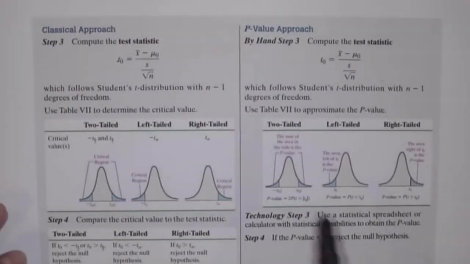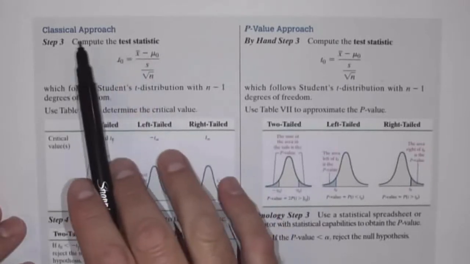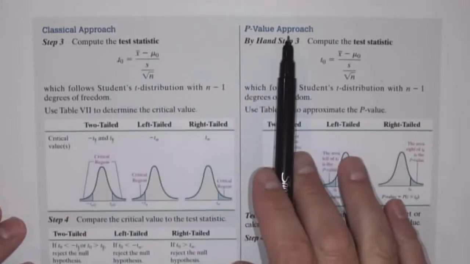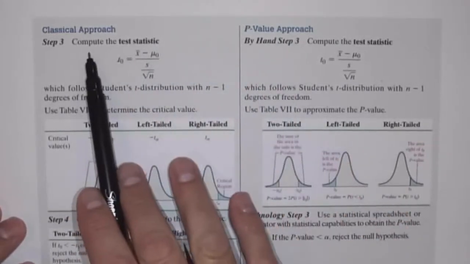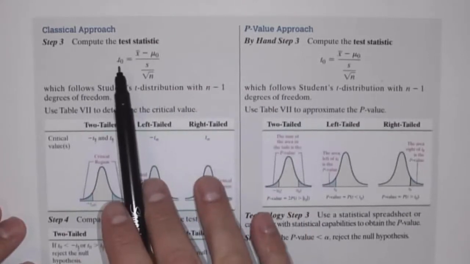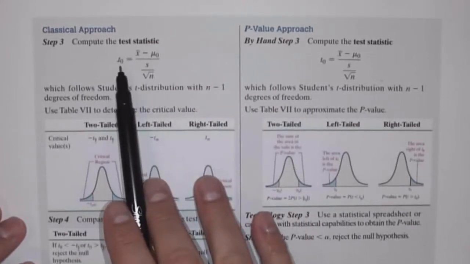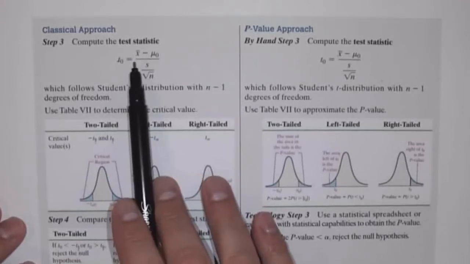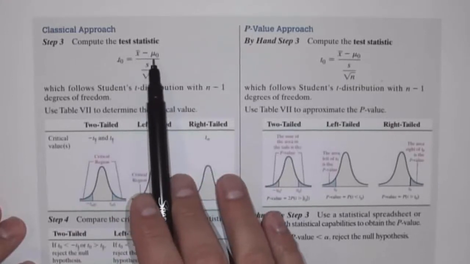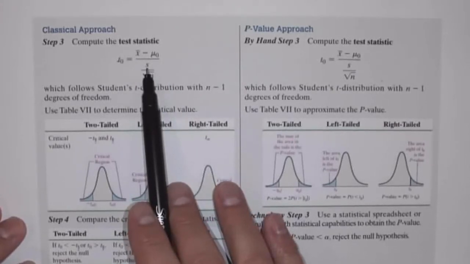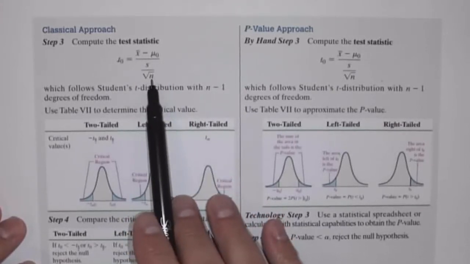Step 3, we're going to compute the test statistic, whether we're using the classical approach or the p-value approach. So the test statistic here will be a t naught because we're dealing with students' t-distribution. Again, same mathematical logic that we used when we were doing confidence intervals. So we're going to take x bar minus mu naught, being the mean stated in the null hypothesis, divided by the sample standard deviation over the square root of the sample size.